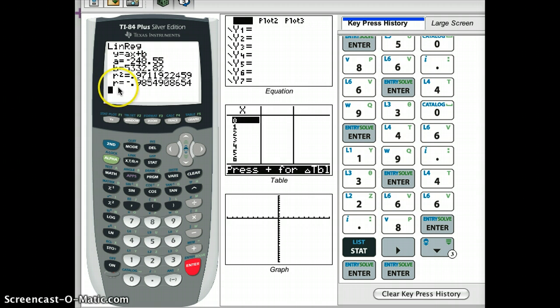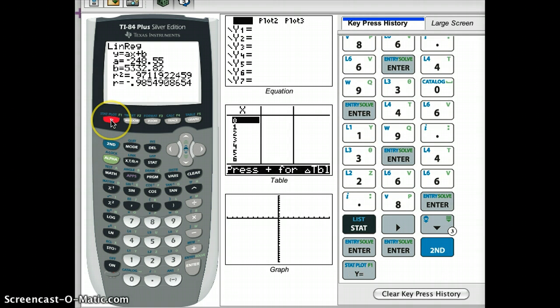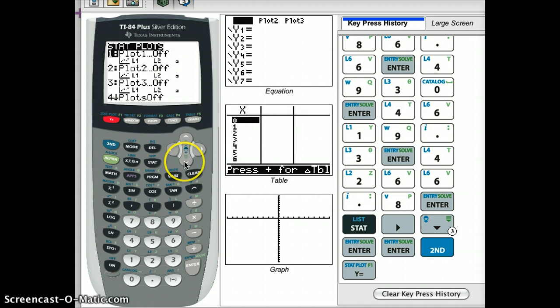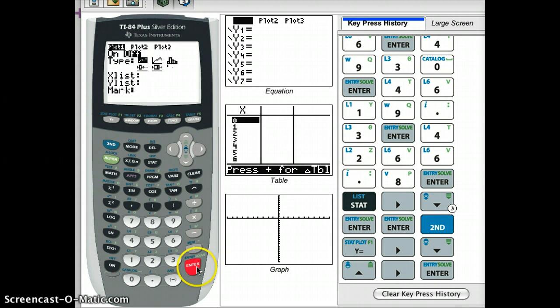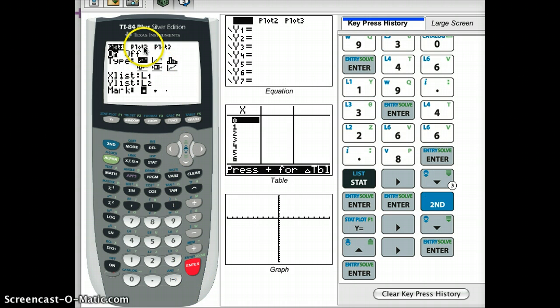So if I want to look at my stats, I'm going to go up here where it says stat plot above F1, second stat plot, and I'm going to turn plot 1, instead of where it says off, I want to change that to being on. So plot 1, I'll hit enter, and I want to make it on instead of off. And I just want the type where it's just dots, okay? And I can see it's list 1, list 2, and that looks good.